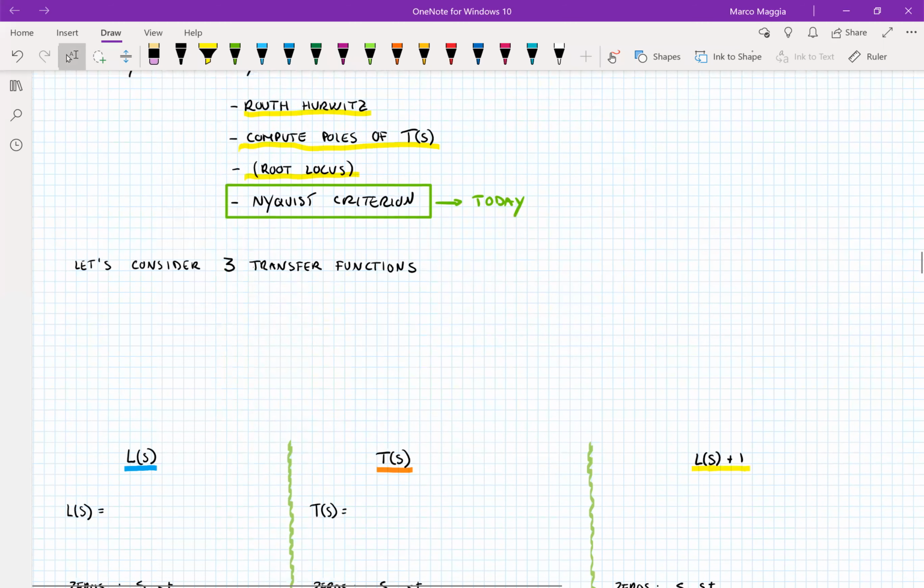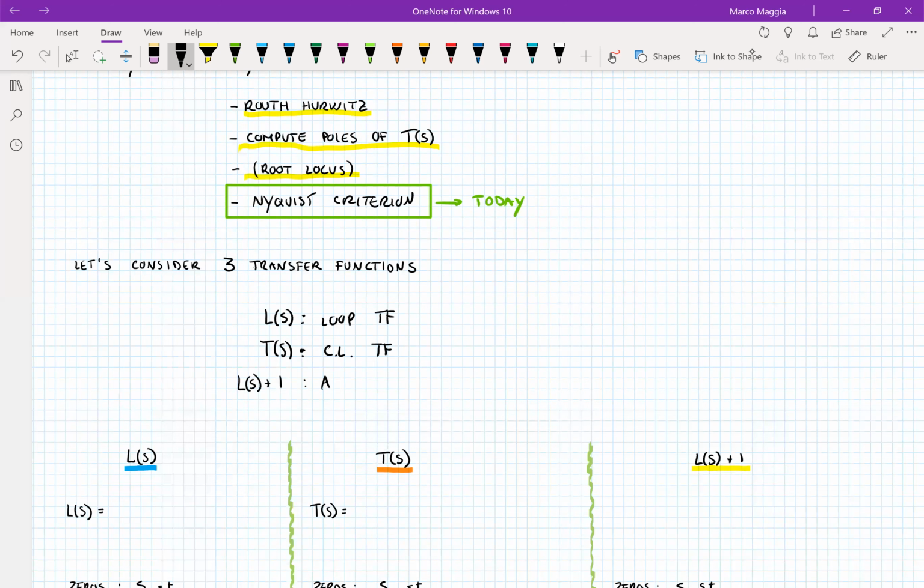So in order to do so, let's consider three transfer functions. Two, we're already very familiar with. So one is just our loop transfer function, L of S. Then we have T, which is our closed loop transfer function. And then we're gonna use an auxiliary transfer function, which is just L of S plus one.